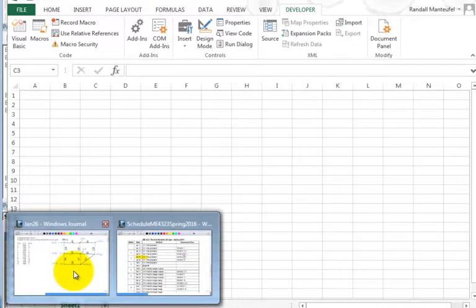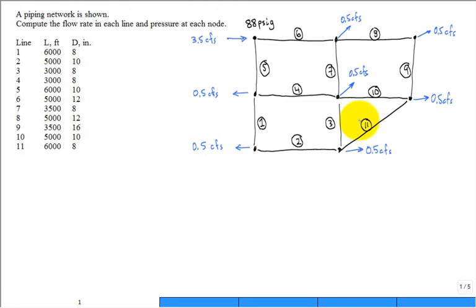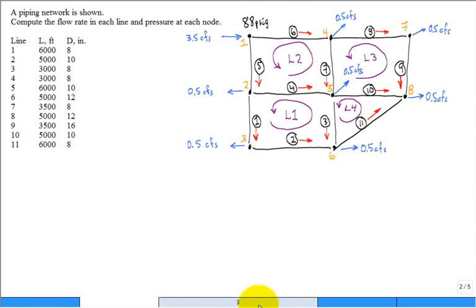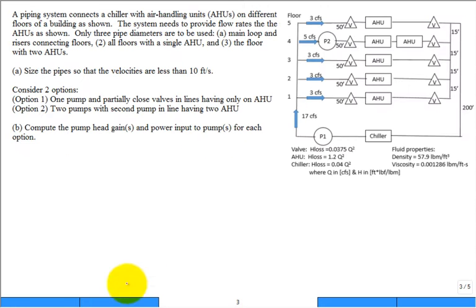Okay, so this was the problem that you said people have done. We've done it. We solved this problem. True? Okay, so with the time, I won't spend more time on this problem. Let's move to this problem. A piping system connects a chiller. Here's the chiller down here.